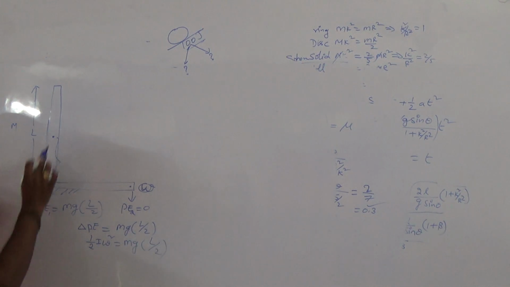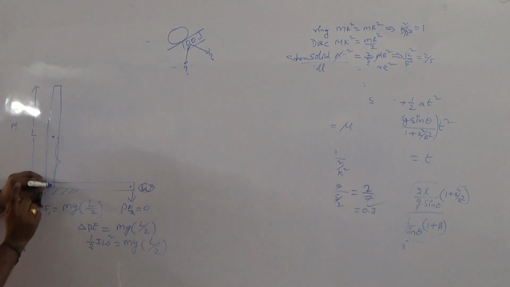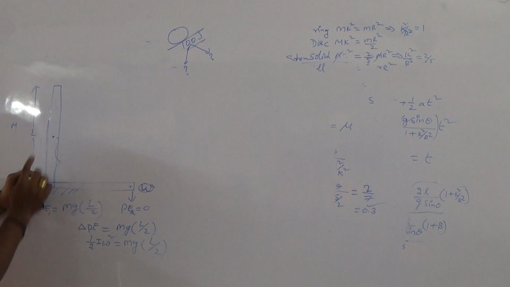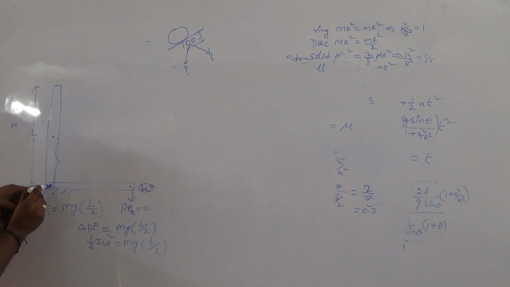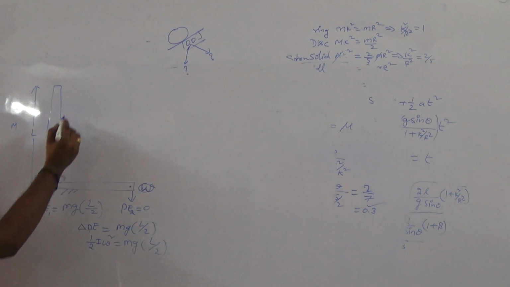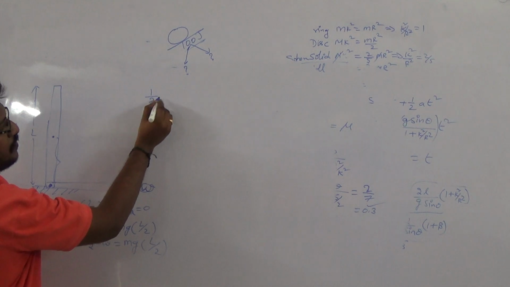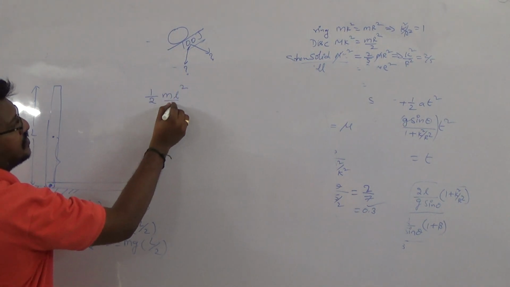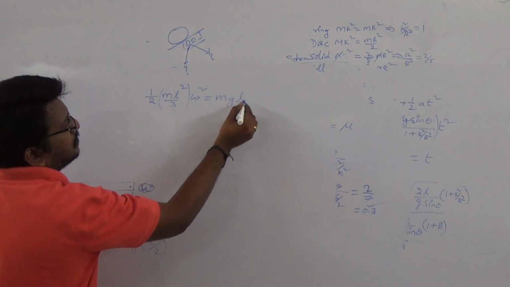Here I is the moment of inertia of this rod with respect to this axis, because the body rotates with support of this point. So the moment of inertia of the rod with respect to the axis passing through one end, perpendicular to the plane, is I equal to m L square by 3. Substitute: half into m L square by 3 into omega square equals mg L by 2.